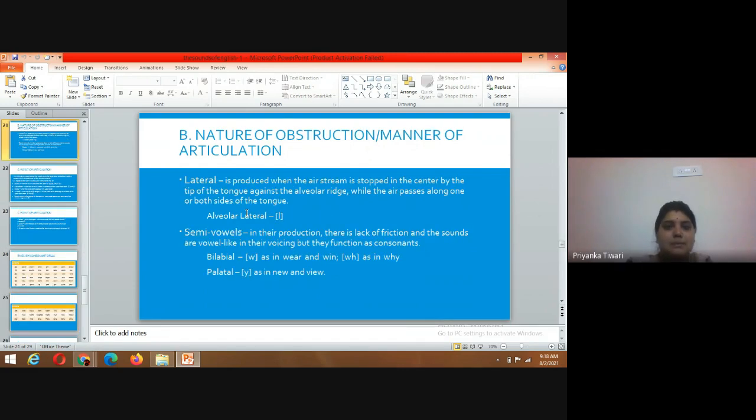A lateral is produced when the air stream is stopped in the center, with the tip of the tongue against the alveolar ridge, while the air passes along one or both sides of the tongue. Semivowels: in their production there is a lack of friction and the sounds are vowel-like in their voicing but they function as consonants. Bilabial, as in wear and win; palatal, as in new and view.